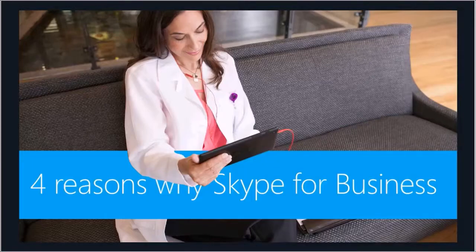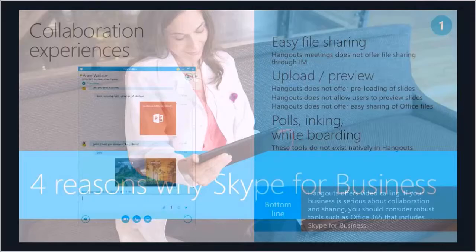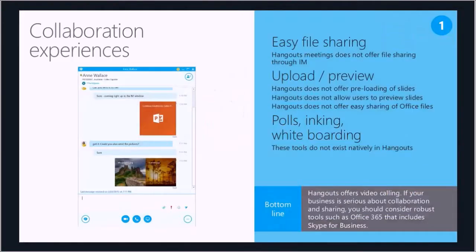Now, as we transition the screen and start to take a look at some of the features of Skype for Business and why you may want to consider this option for your particular business, you'll see some options listed here on the left and on the right-hand side of the screen. On the left-hand side is the functionality that Microsoft offers through Skype for Business. And on the right-hand side, it discusses some of the differences that Google Hangouts has compared to Skype for Business.